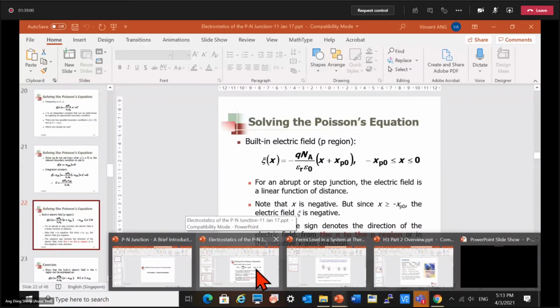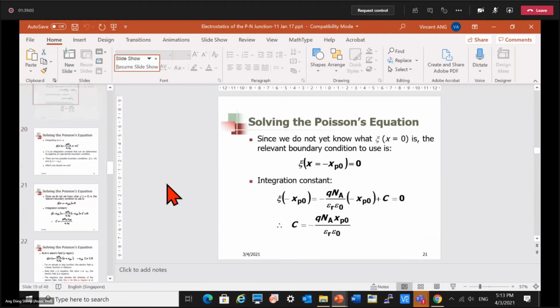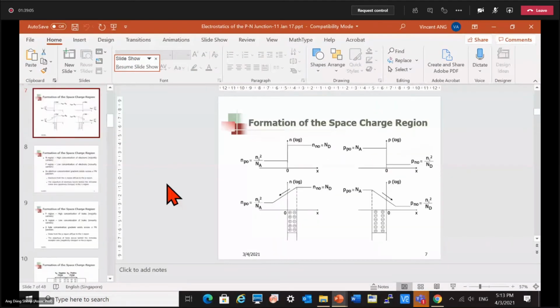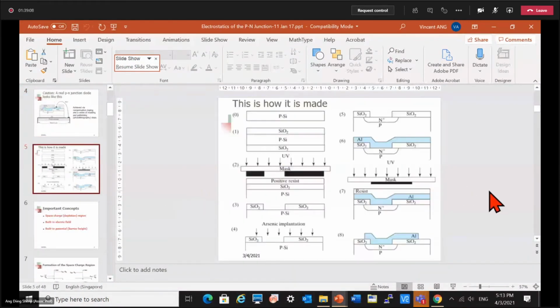Let me bring you back to this slide that I showed earlier. Remember, I showed you a slide on the fabrication of the PN junction, whereby we can dope a semiconductor region using implantation. Implantation is a process whereby energetic ions are directed into the semiconductor. As they enter, such as the arsenic ions, they get lodged inside, and then the doping effect takes place.